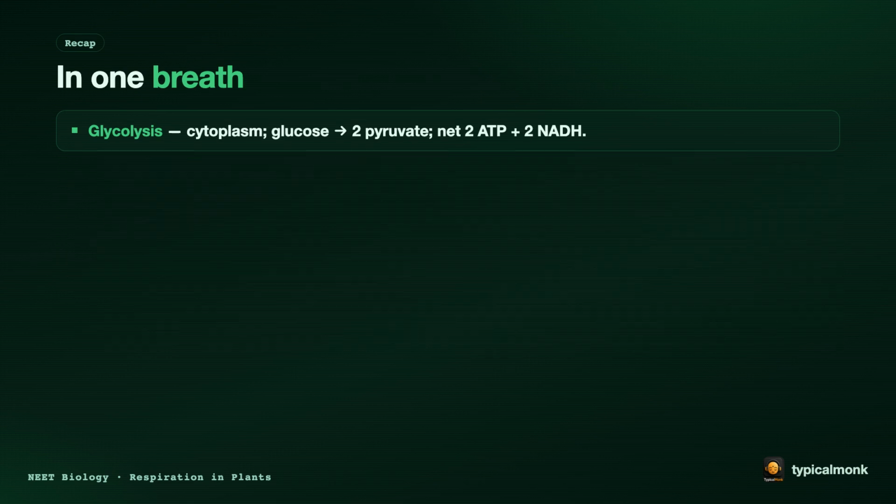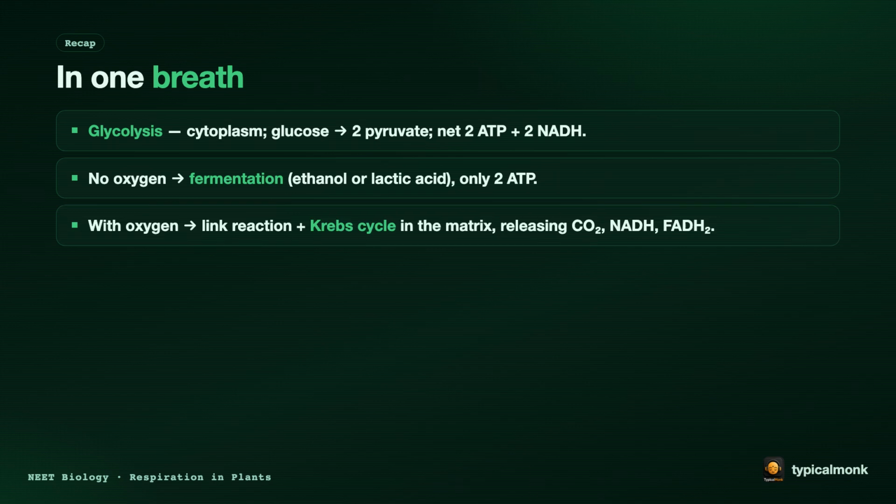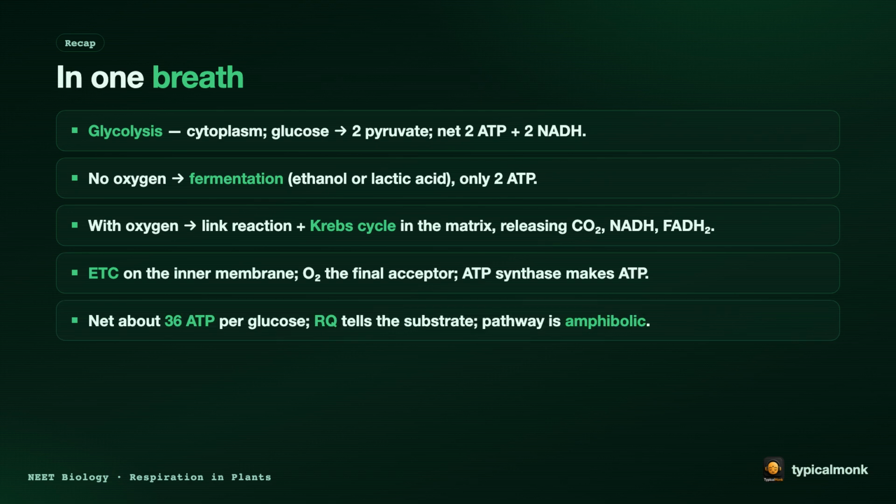Question 5. The respiratory quotient of carbohydrates? 1. Let's gather it all in one breath. Glycolysis is in the cytoplasm. Glucose becomes 2 pyruvate. The net gain is 2 ATP and 2 NADH. With no oxygen, we get fermentation, ethanol or lactic acid, and only 2 ATP. With oxygen, the link reaction and the Krebs cycle run in the matrix, releasing carbon dioxide, NADH, and FADH2. The electron transport chain sits on the inner membrane. Oxygen is the final acceptor, and ATP synthase makes the ATP. The net gain is about 36 ATP per glucose. The respiratory quotient tells us the substrate, and the pathway is amphibolic.